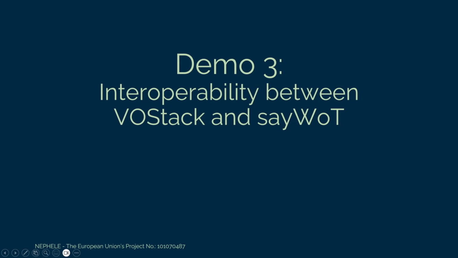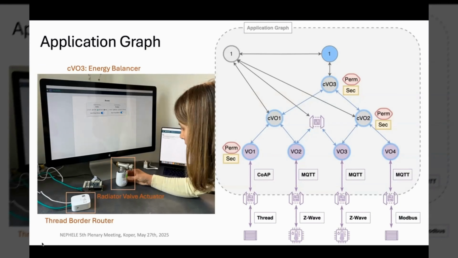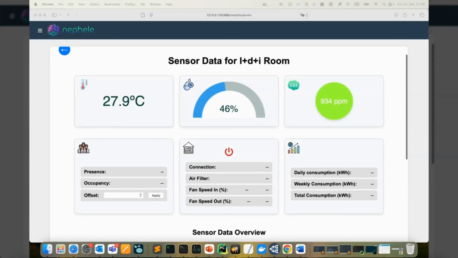Finally, let's explore how Nephele ensures interoperability across devices using different protocols, based on the W3C Web of Things standard. We begin with the Smart Energy Balancer application graph, deployed by Odin-S. Most devices are integrated as virtual objects over MQTT, except one, a Siemens radiator valve actuator using IPv6 and the thread protocol. This actuator is wrapped in a thing description-based virtual object, making it accessible via a unified HTTP interface like any other Odin-S device.